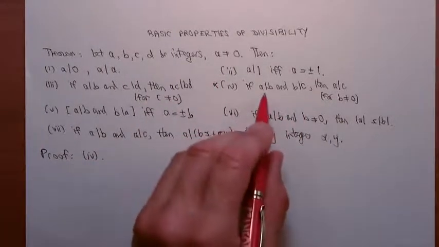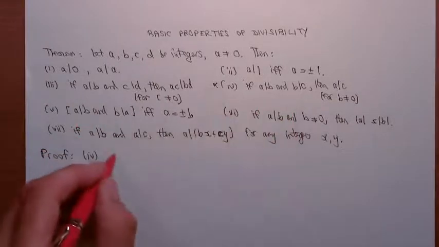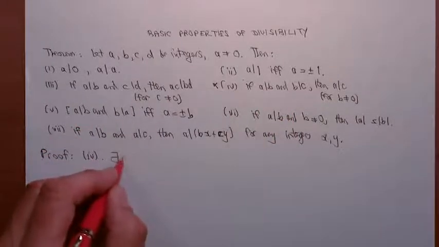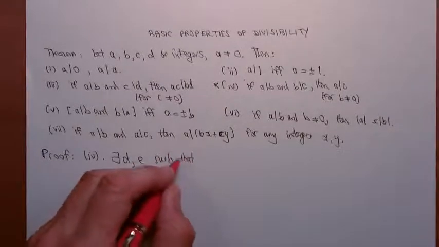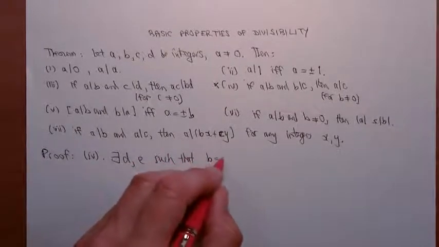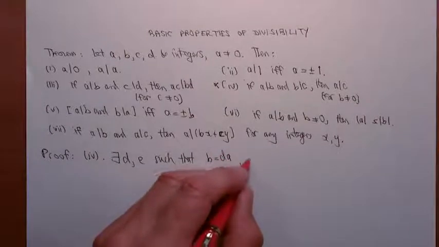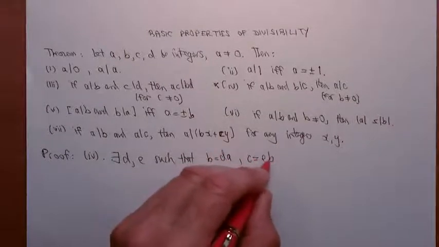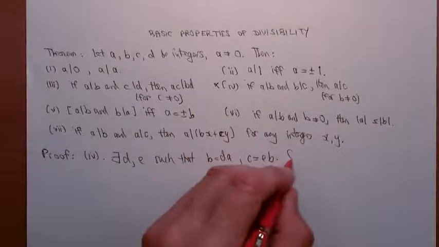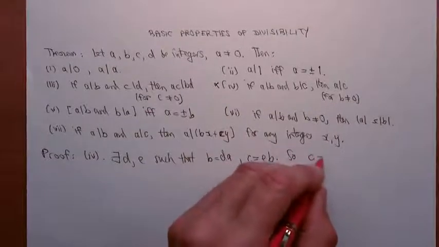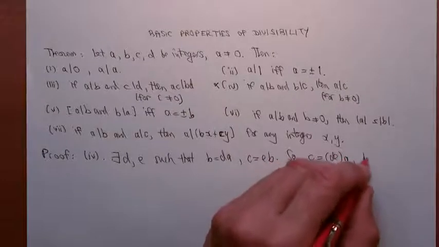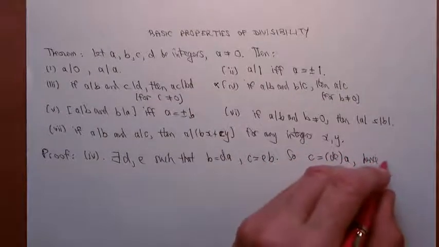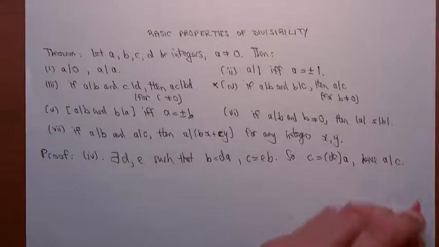If A divides B and B divides C, then that means there are integers D and E such that B equals DA and C equals EB. That's the definition of divisibility, in which case C equals D times E times A, which again by the definition of divisibility means A divides C.